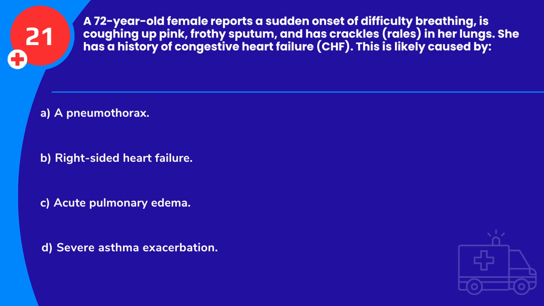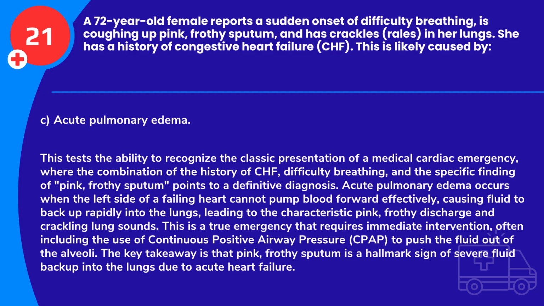Question 21. A 72-year-old female reports a sudden onset of difficulty breathing, is coughing up pink, frothy sputum, and has crackles, rales, in her lungs. She has a history of congestive heart failure, CHF. This is likely caused by A. a pneumothorax, B. right-sided heart failure, C. acute pulmonary edema, D. severe asthma exacerbation. Answer: C. Acute pulmonary edema.